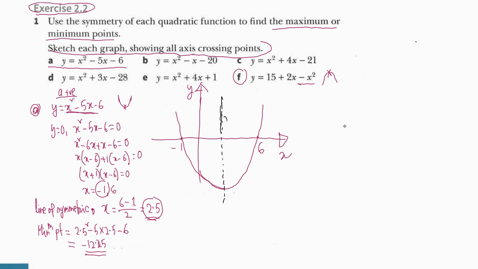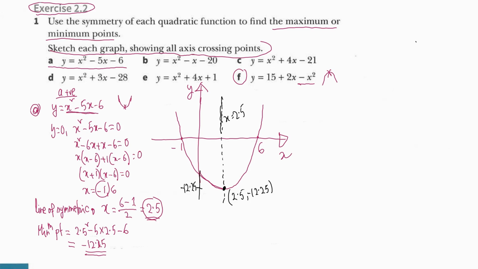We can say x equals 2.5. This is the line of symmetry, and this is the minimum point. We can write it as (2.5, -12.25). This is the coordinate of the minimum point. Actually, -12.25 is here, and this is the -1.